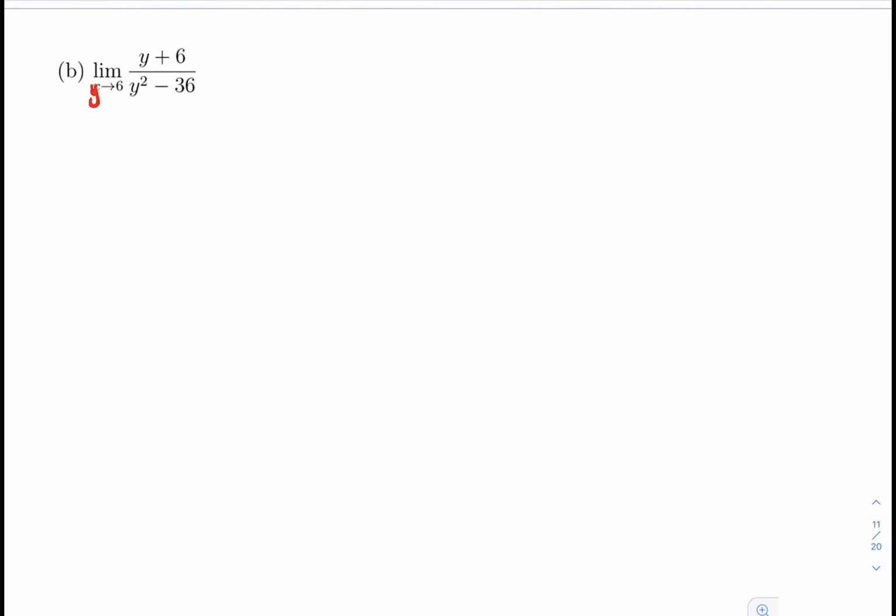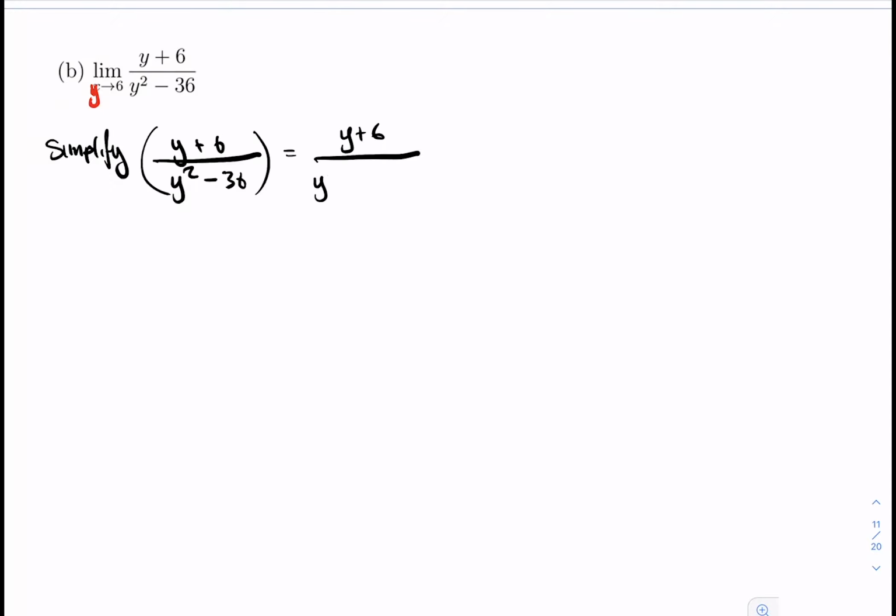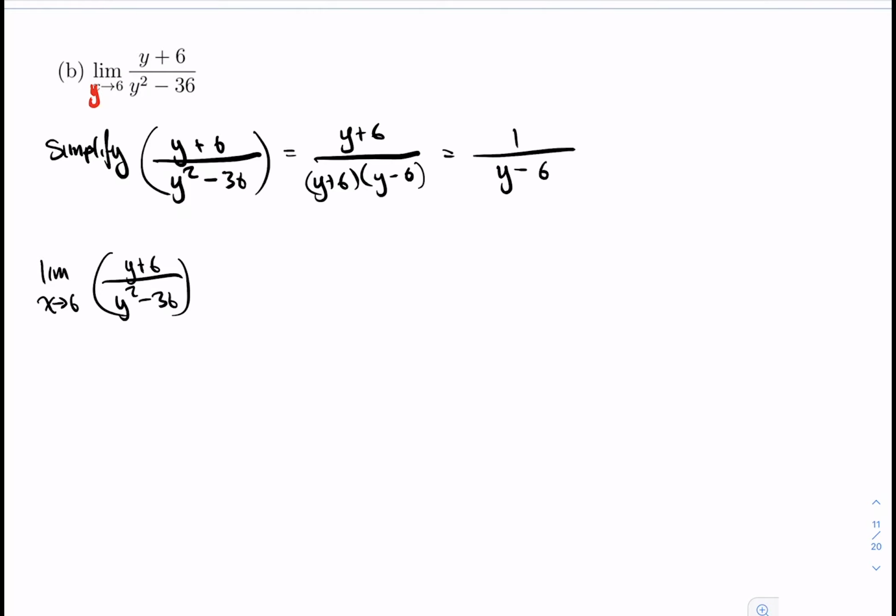Moving right along to our next bonus question, we have the limit as y approaches 6 of y plus 6 divided by y squared minus 36. Of course, we want to simplify our expression. In this case, we end up with y plus 6 divided by (y plus 6)(y minus 6), so this is then 1 divided by y minus 6. So the limit as y approaches 6 of y plus 6 over y squared minus 36 is the same as the limit as y approaches 6 of 1 over y minus 6.